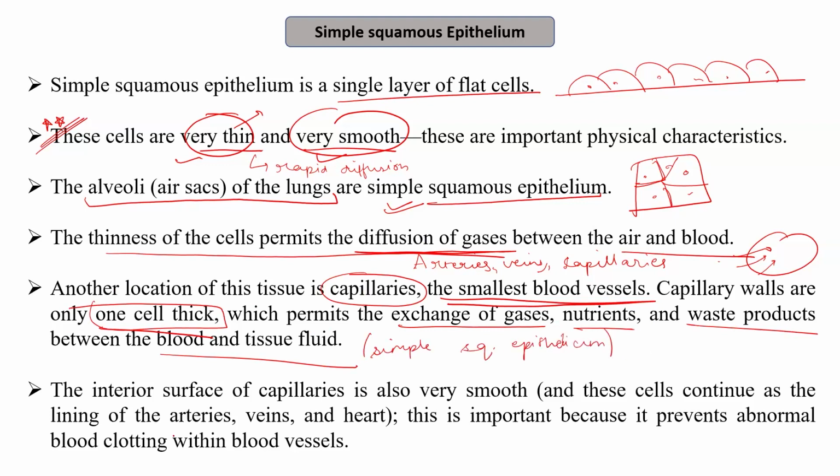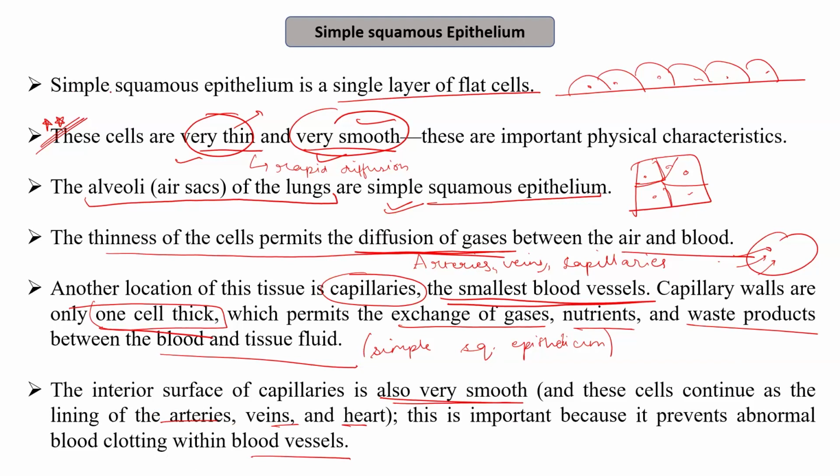Next, the interior surface of capillaries is also very smooth, as I mentioned that these cells are thin and smooth. The interior surface, lined by simple squamous epithelium, is very smooth, and these cells continue as the lining of the arteries, veins, and the heart. Why is this important? Because it prevents abnormal blood clotting within the blood vessel that would result from roughening of the vessel. The smooth interior surface of the blood vessels prevents abnormal clotting.